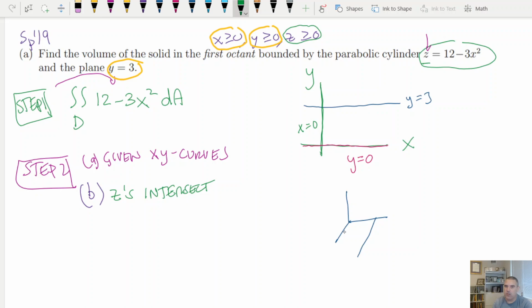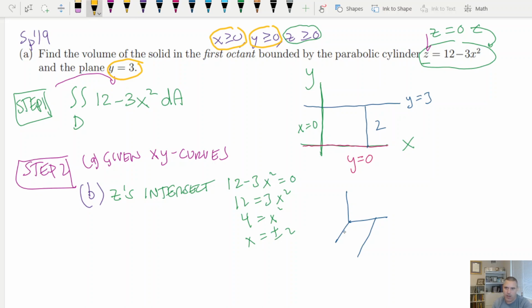And in this case, they do. The two z's in the problem are z equals 0 for the ground and this. Do these two things intersect? They do. They intersect when 12 minus 3x squared is 0. So when 12 is equal to 3x squared, so when x squared equals 4, and so when x is equal to plus or minus 2. But since we're in the first octant, it's just the plus. You also graph that, which is right here. And that completes the picture.